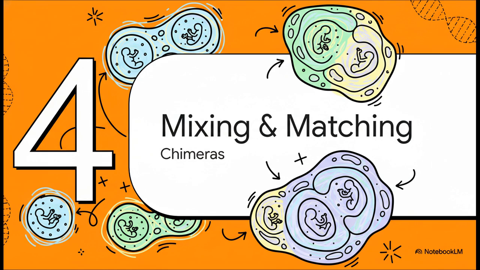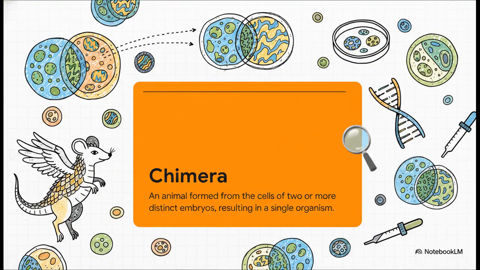So we've covered making copies and selecting traits. Now for the final and maybe the most mind-bending tool in the whole kit: mixing and matching different embryos to create something called a chimera. So what in the world is a chimera? Well, in biology, it's a single animal that's actually formed from the cells of two or more completely different embryos. The result is one organism that's made up of a patchwork of different genetic tissues. It's not a hybrid, it's a mosaic.